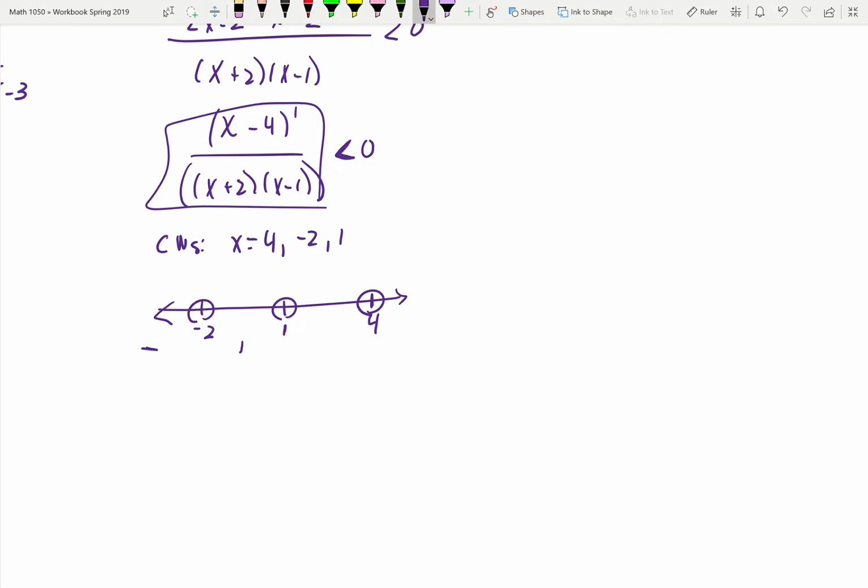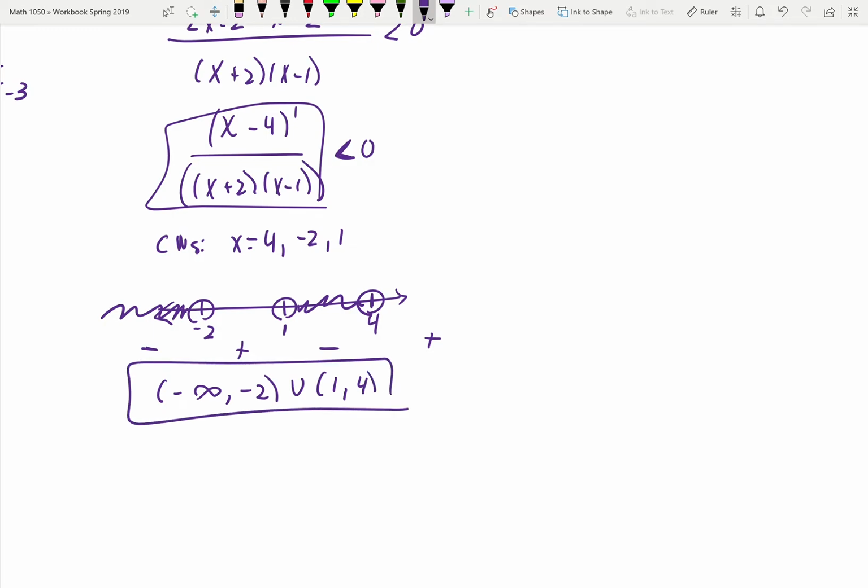So I know it's going to be negative, positive, negative, positive. Less than means negative. So that would be here and here are the negative regions. So my answer in interval form is negative infinity to negative 2 with the parenthesis, union 1 to 4, all with parentheses, done.